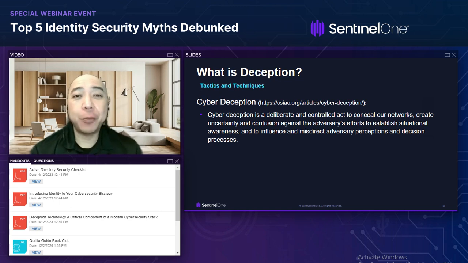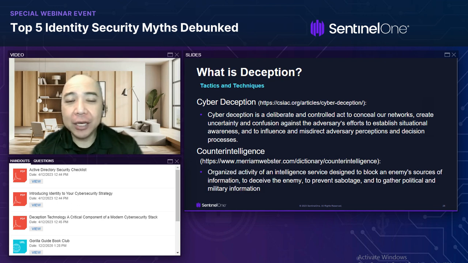Which leads us to cyber deception, right? Cyber deception really is military deception implemented in the cyber realm, right? Deliberate and controlled act to conceal our networks, create uncertainty and confusion against the adversary's efforts to establish situational awareness, and to influence and misdirect adversary perceptions and decision processes, right? By giving them a false idea of what's happening in the network and the data within that network, you are able to detect them faster and you're able to mislead them.